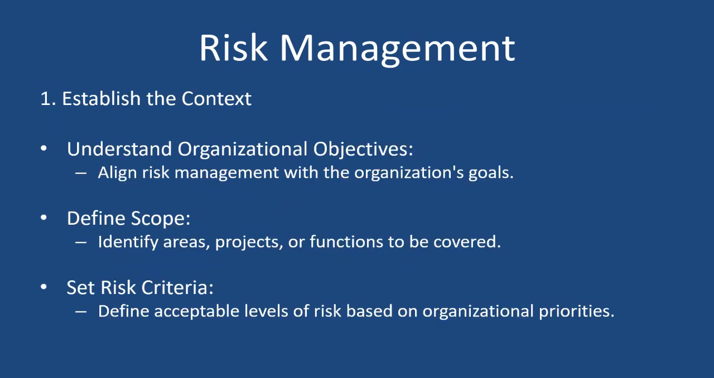We need to establish the context first, the context of the organization. What are the goals of the organization? What are the objectives of the business? Define the scope. Identify areas, projects, or functions that need to be covered in the risk management. You need to identify the area first and set the risk criteria. Risk criteria means defining the acceptable levels of risk based on the organization's profile.